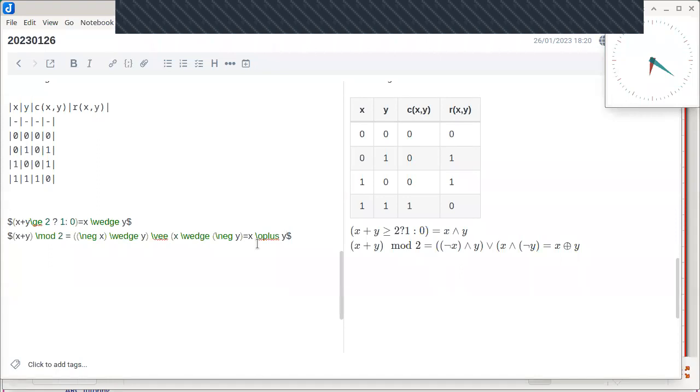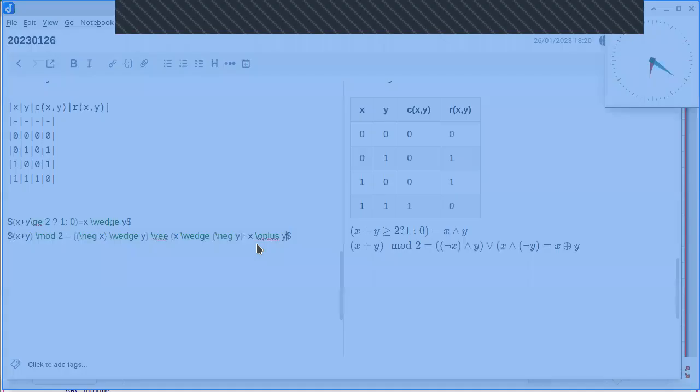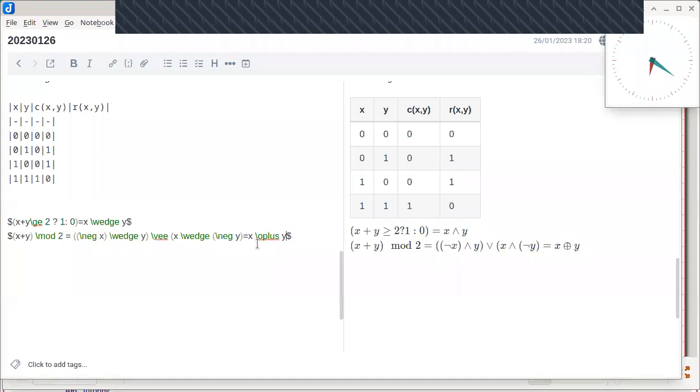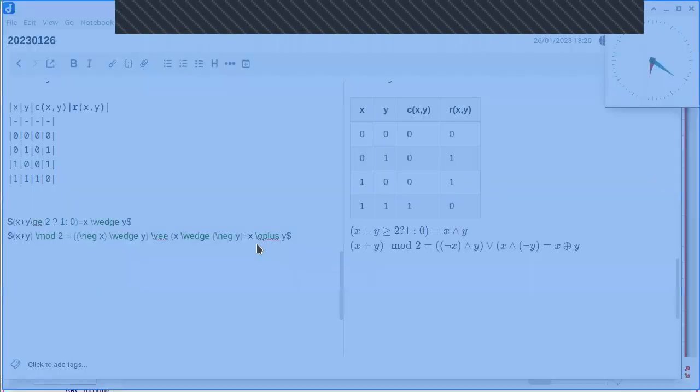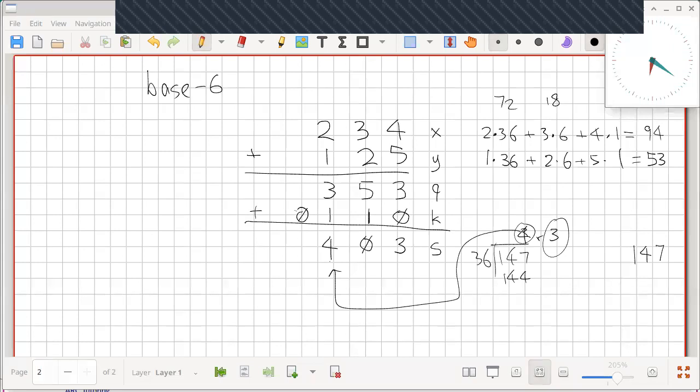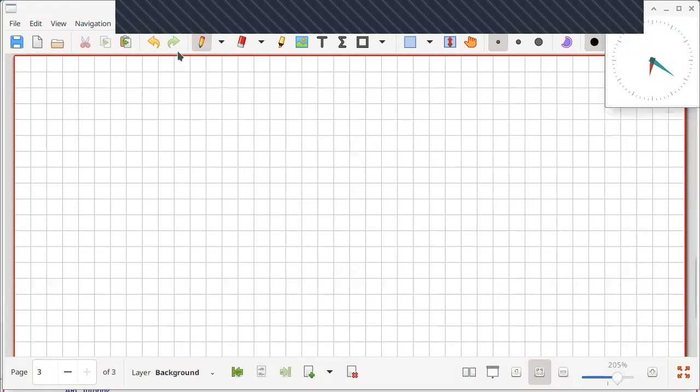All right, so time for an example. For an example, we are going to switch back to Joplin. So Joplin on your side is here. There we go. And let's start with a new page.